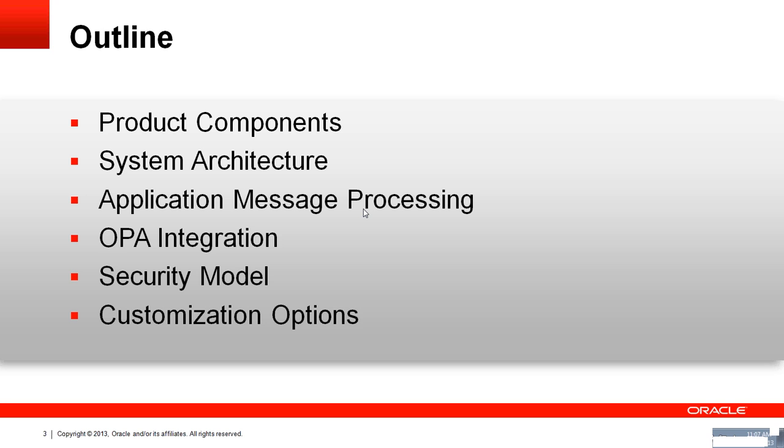We will go through an example of what a typical message processing is between the portal through our integration layer into backend system and back. We will talk about the integration with Oracle Policy Automation, and we will explore the security model and talk a little bit about the customization options of the product.